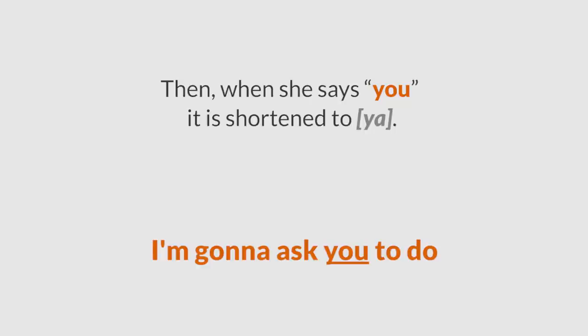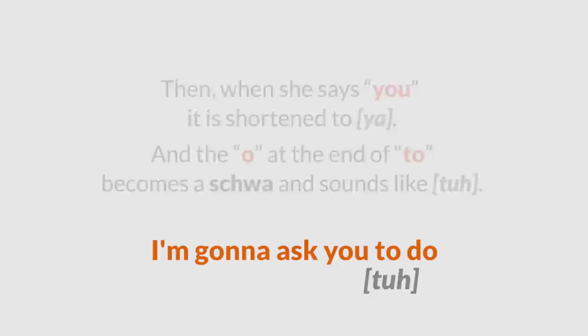Dory also uses connected speech when she says, Hank, I'm gonna ask you to do something crazy. First, Dory uses the contracted form of going to, which is gonna. Then, when she says you, it is shortened to ya. And the O at the end of to becomes a schwa and sounds like ta. Combined, this becomes, I'm gonna ask you to. Let's listen to that once more.